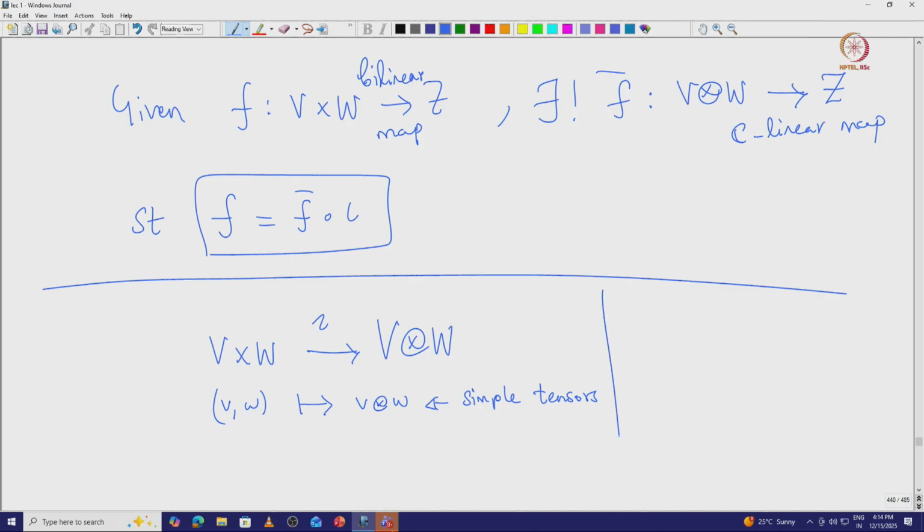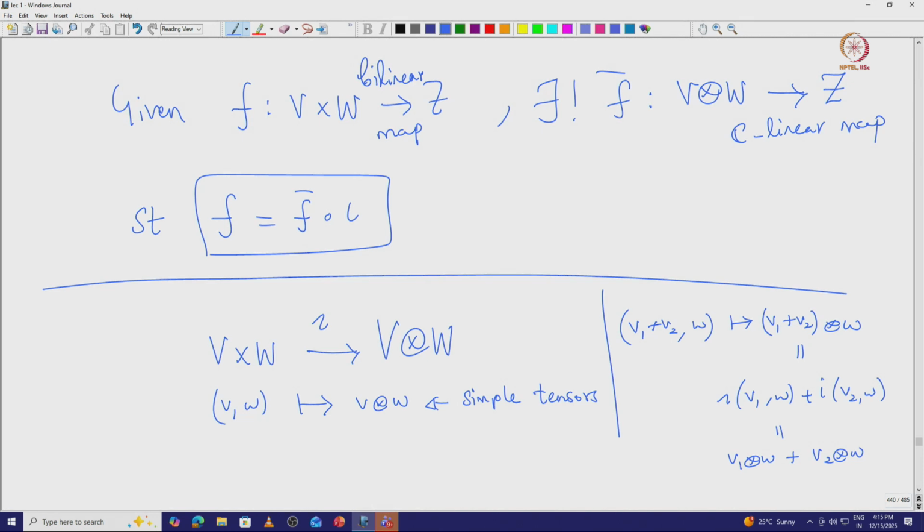Now, what is the meaning of iota being bilinear? If we take (v1 + v2, w), that is going to be mapped to (v1 + v2) tensor w. And you can see that iota being bilinear simply translates as follows. Iota of (v1 + v2, w) is going to be exactly equal to iota of (v1, w) plus iota of (v2, w), which is exactly equal to v1 tensor w plus v2 tensor w. So, indeed, we want this linearity in the first coordinate.